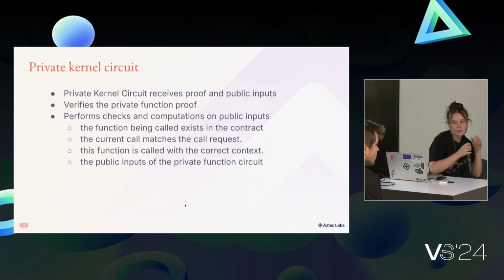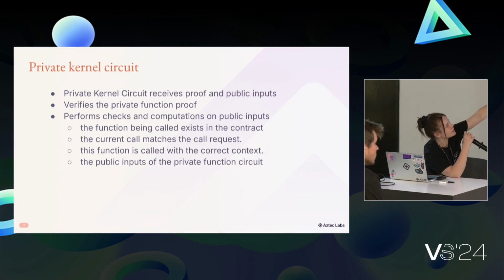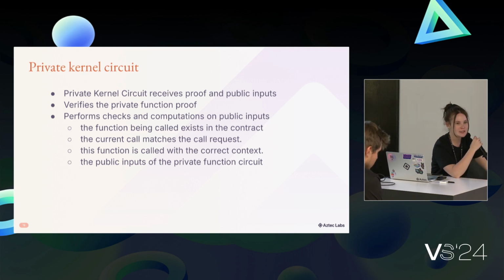Yeah, and then whenever those function circuits are generated, we also have the private kernel circuit, which receives the proof of those function circuits and the public inputs, including the returns, and it verifies that those returns are actually accurate, and that the function exists, and that it's been computed properly.